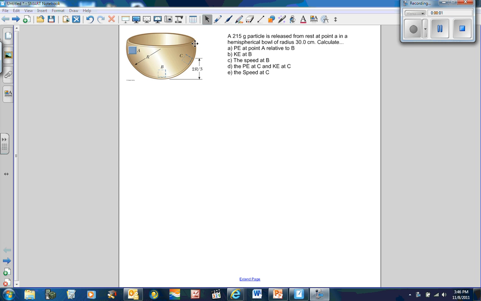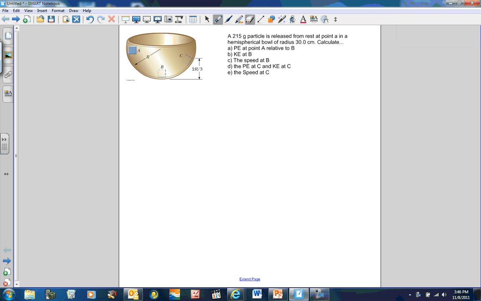This is number 37 on page 187. Basically we have a particle here that's 215 grams. Now we need to change that to kilograms, of course, because that's not SI. It's released from rest at point A in a hemispherical bowl of radius 30 centimeters. Calculate the potential energy at point A relative to B.